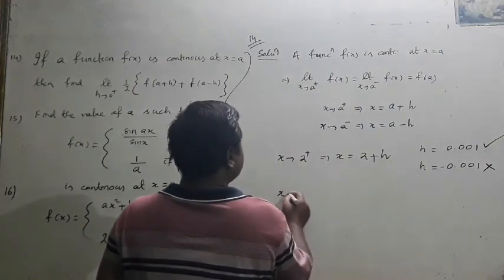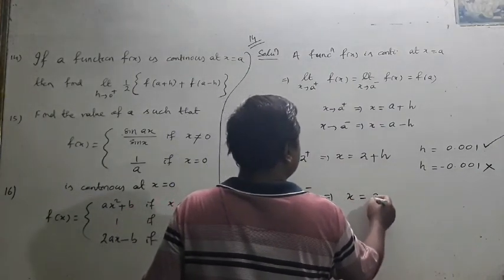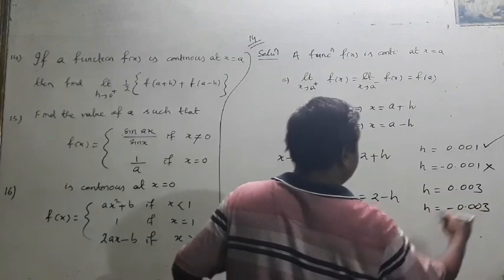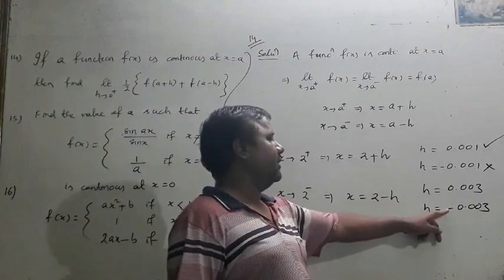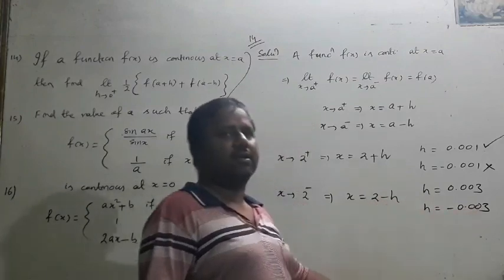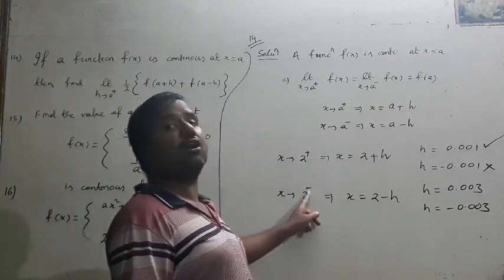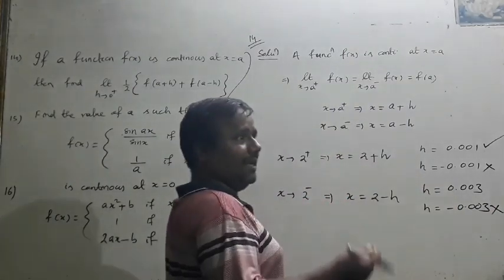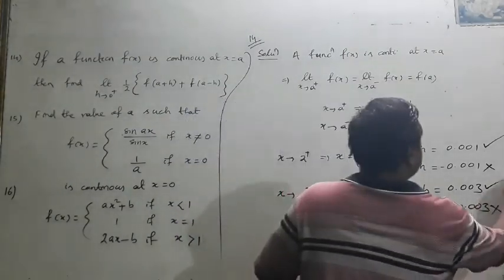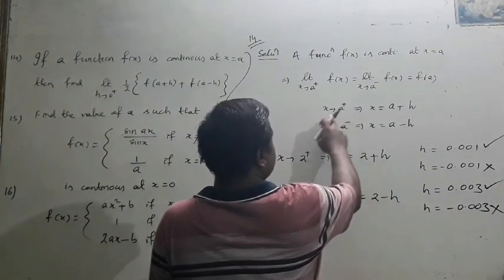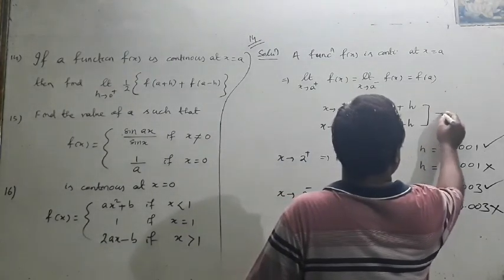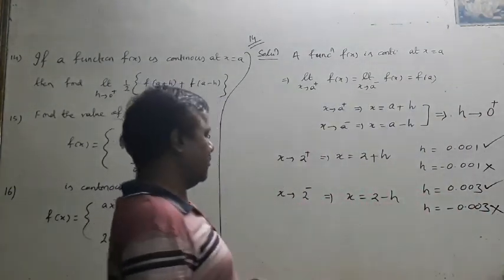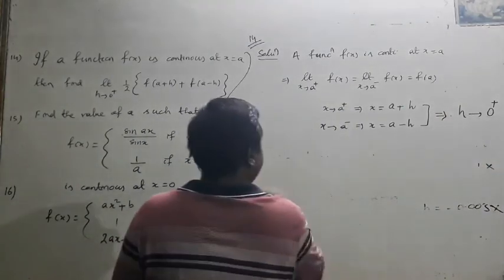Here it is possible. If x tends to 2 minus, this implies x is equal to 2 minus h. Again suppose I am telling h is minus 0.003. If I take this h, then what will happen? Now it will become 2 minus (minus 0.003), that means 2.003, which is not less than 2, which is more than 2. So in both these cases, h is a small positive quantity. That means x tends to a plus or x tends to a minus, in both cases this h must be a positive value, a very small quantity.